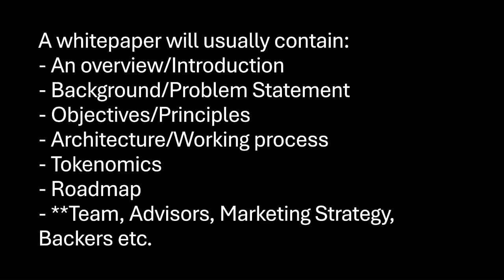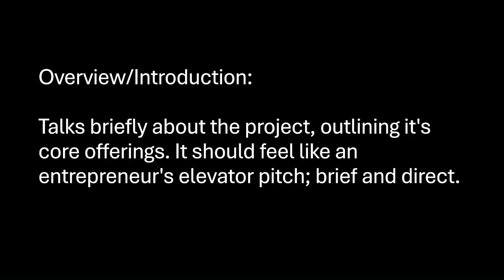A white paper will usually contain an overview or introduction, a background or problem statement, objectives or principles, architecture or working process or processes, tokenomics, roadmap, and then team, advisors, marketing strategy, and backers. Now you will notice I put double asterisks on this last item on the list, and I will explain why as we move forward. So overview or introduction talks briefly about the project, outlining its core offerings.